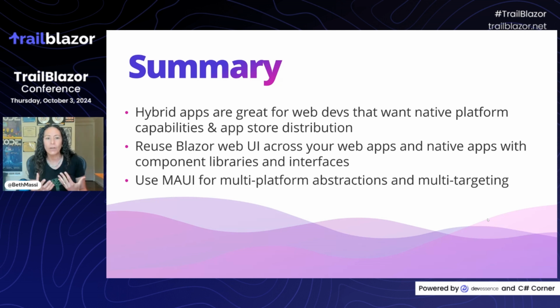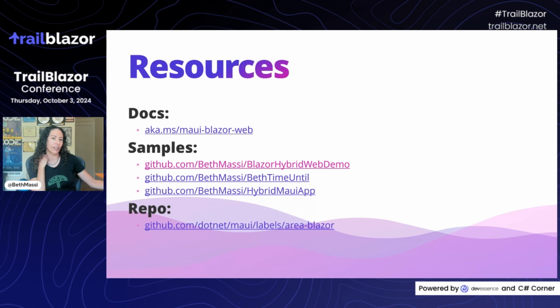And then MAUI itself for multi-platform abstractions and multi-targeting, that's really where it shines. All of those APIs for accessing the file system and taking photos and all that stuff are abstracted for you across all of those platforms. So you don't have to know how to do it on each one of the platforms itself. All right, so I hope I convinced you that Blazor Hybrid itself and hybrid apps with MAUI are a really interesting and good way to go, especially for your current web apps if you have them already.